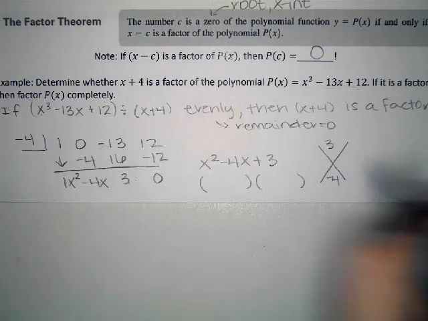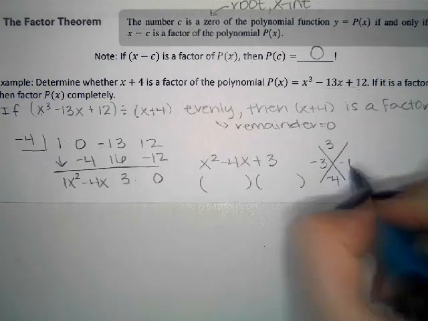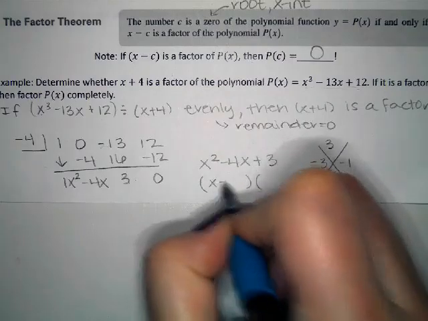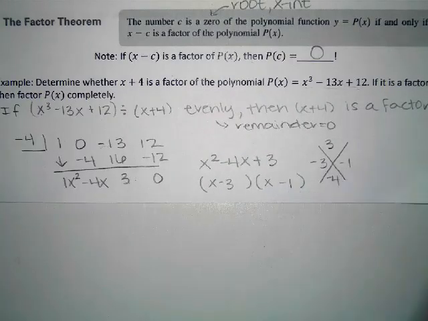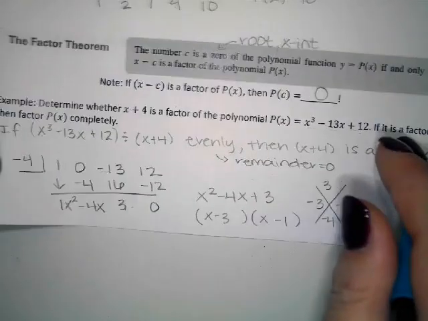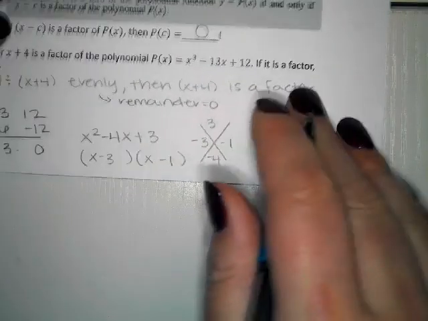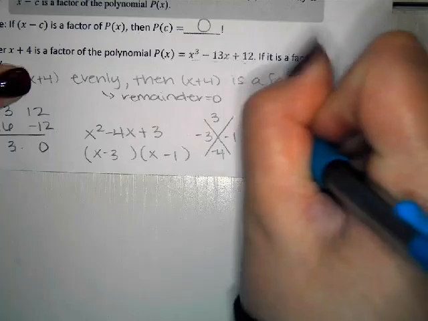So what this means is that if you want to look at all the factors for p of x, you would say that p of x is the original factor x plus 4, and then also x minus 3, x minus 1.